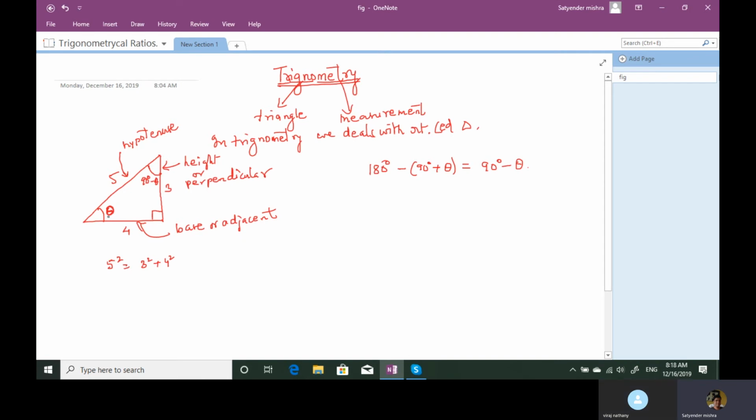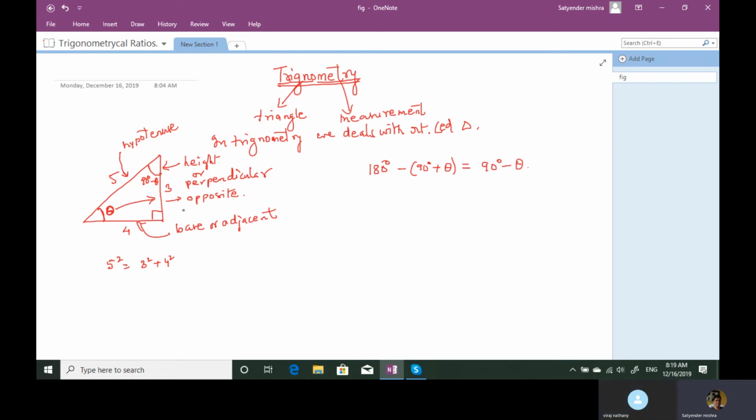Now here we are going to deal with this angle, and later on we are also going to deal with this angle. This angle's opposite side is this side, so we call this side opposite. Understood? We call this side opposite.